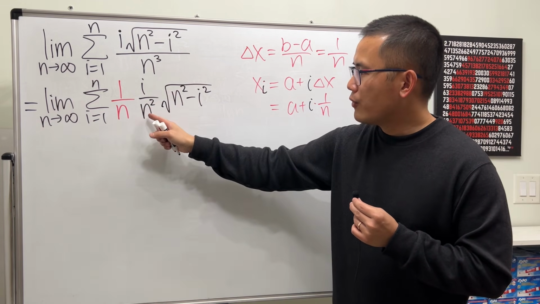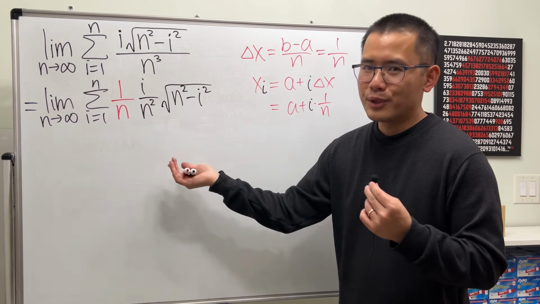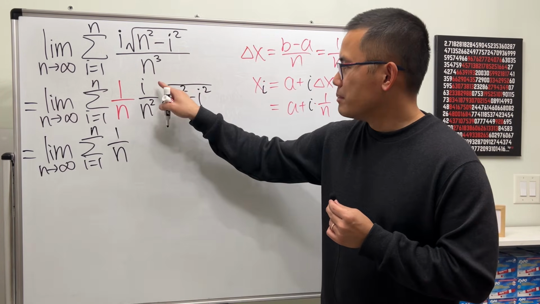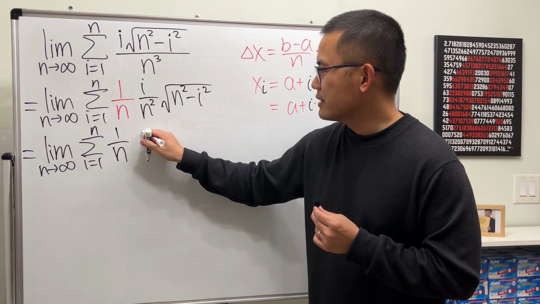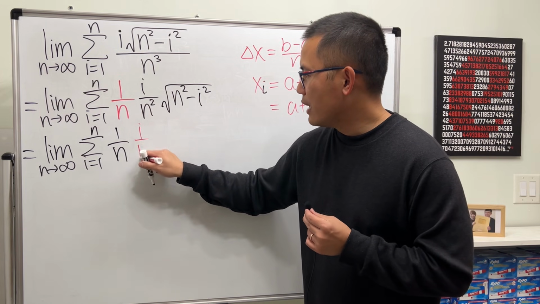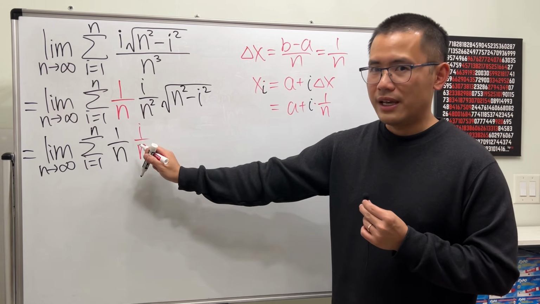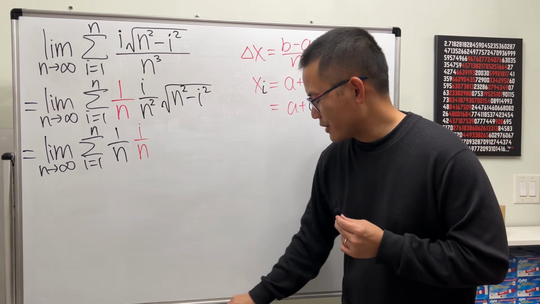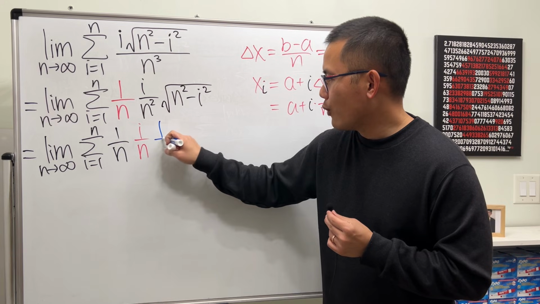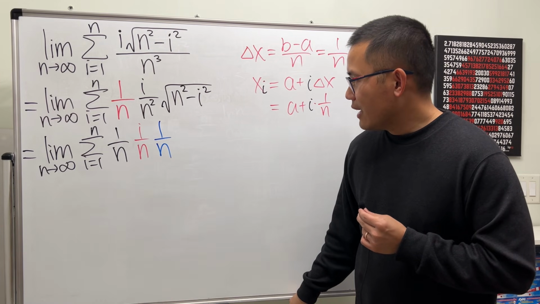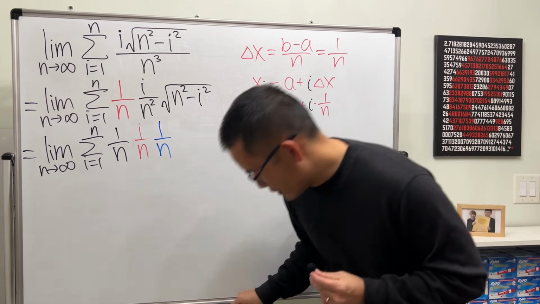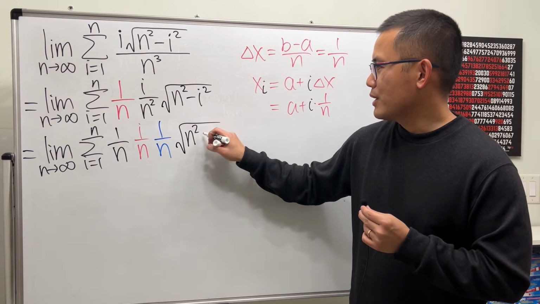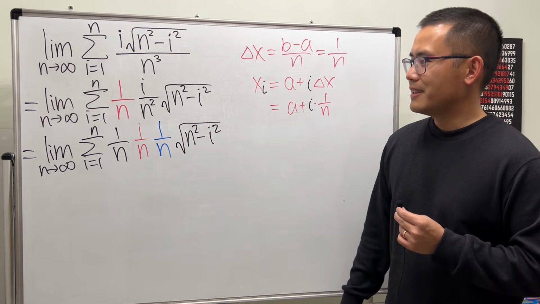I have i over n squared, so I'm going to break it down again. Let me rewrite this one more time. But for this, I will purposely write it as i over n. So that will be the input x later on. But we have one more n right here. That's kind of strange. I'm going to write down 1 over n here again. And then we still have that thing right there. So this is making me nervous. That's why I told you this is a challenging question.